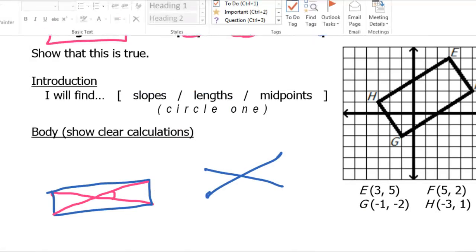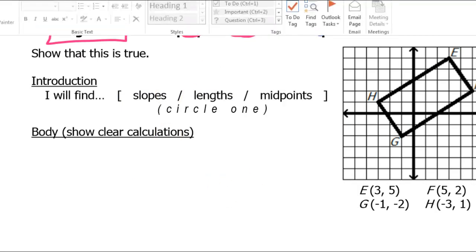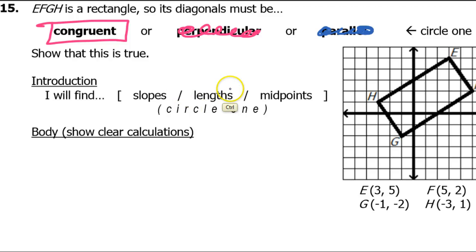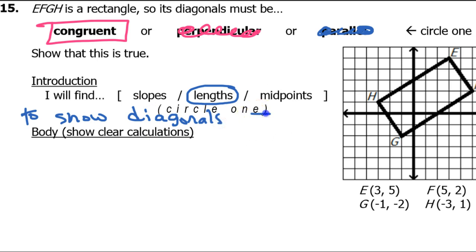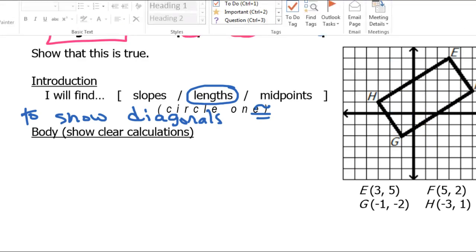Anyway, so how do I show that things are congruent? I find lengths. All right, I will find lengths to show diagonals congruent. Okay, now we will do the calculations in the body. So I just said we were going to find lengths, but we're only talking about the diagonal. So don't go finding the lengths of everything. The diagonals are, for example, HF.